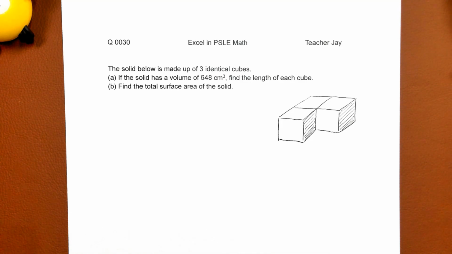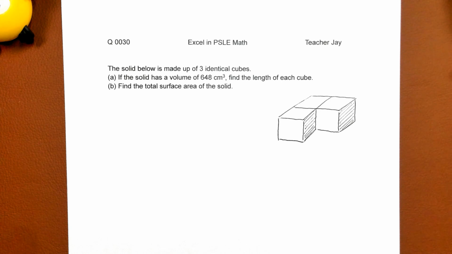Excel in PSLE Math question 30. The solid below is made up of 3 identical cubes. Part A. If the solid has a volume of 648 cubic centimeters, find the length of each cube. And the second part, find the total surface area of the solid. As you can see, these two cubes are glued together.